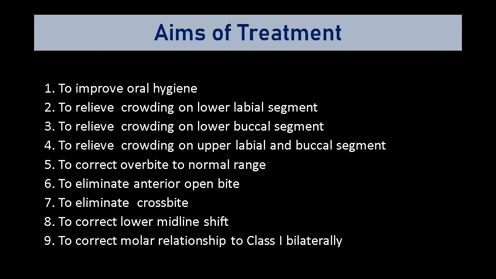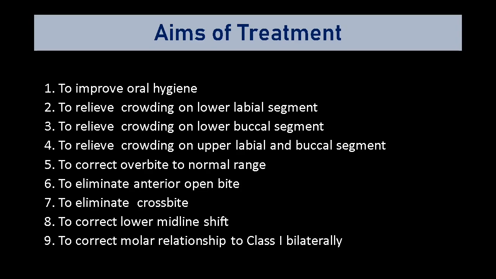So the aims of treatment in this case would be to improve the oral hygiene, to relieve crowding on lower labial and buccal segment, to relieve crowding on upper labial and buccal segment, to correct overbite to normal range, to eliminate anterior open bite, to eliminate cross bite, to correct lower midline shift, and to correct molar relationship to class 1 bilaterally.